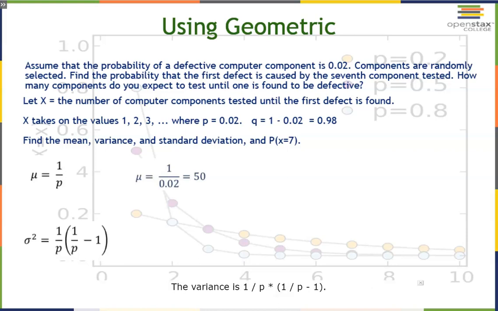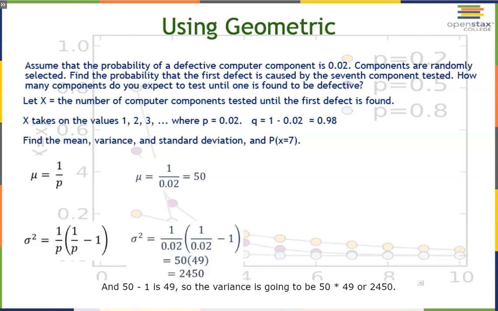The variance is 1 over P times 1 over P minus 1. Now, 1 over P minus 1 is not Q. It's not the same thing. But we do know what 1 over P is. That was 50. That's the mean. And 50 minus 1 is 49. So the variance is going to be 50 times 49, or 2,450.